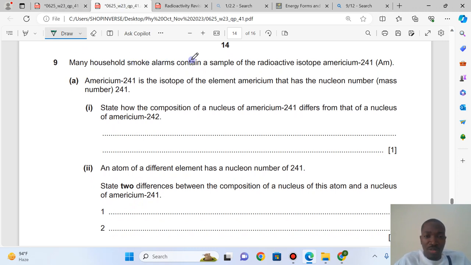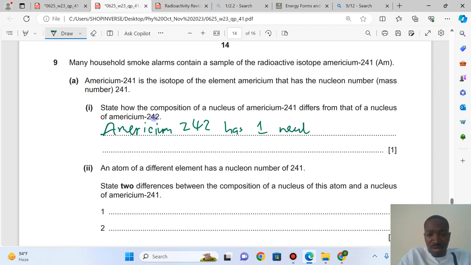Many household smoke alarms contain a sample of a radioactive isotope, americium-241. Americium-241 is the isotope of the element americium that has the nucleon number, which is mass number, 241. State how the composition of the nucleus of americium-241 differs from the nucleus of americium-242. Americium-242 has one neutron more than americium-241. That's all.